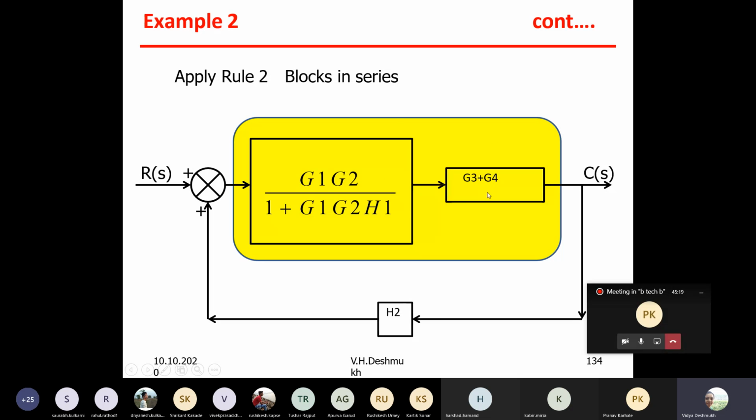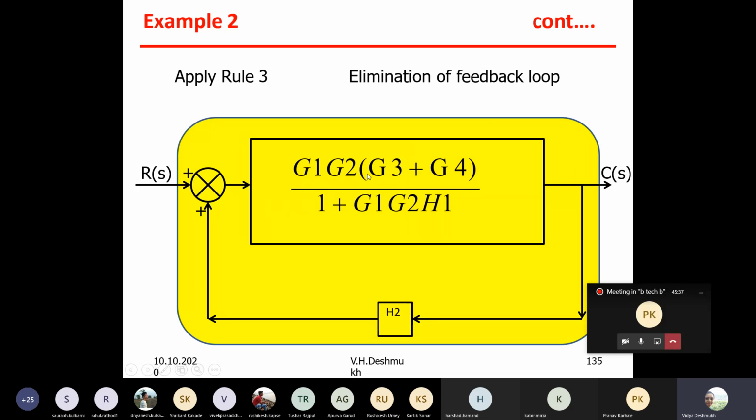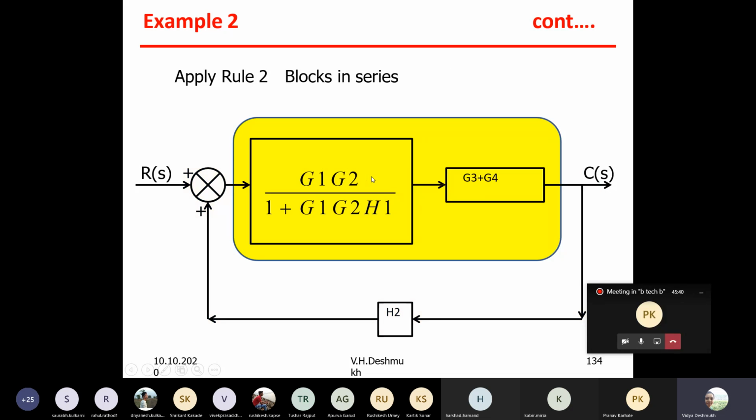Now again apply rule number 2. Reduce these two blocks by multiplying their gain. According to rule number 2, if a finite number of blocks are connected in series, we can multiply their gain. So this is a single block: G1 G2 in bracket G3 plus G4 divided by the same term.